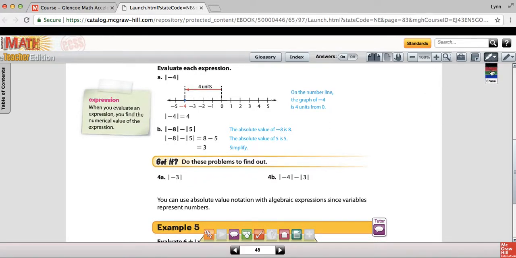For the Got It section that you will record on your note sheet, the absolute value of negative 3 means how far is negative 3 from 0? And the answer is 3.